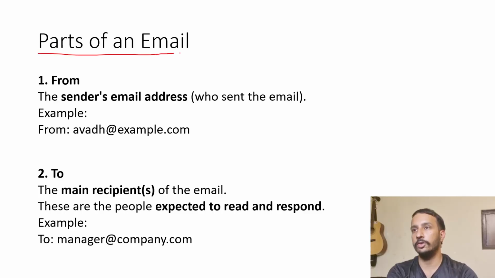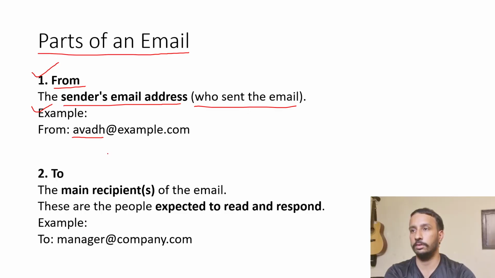Now coming to the parts of the email, the first part of the email is From. So From indicates the sender's email address. We all know the person who is sending the email. For example, awadh@example.com. So here Awadh is our user, and the whole email is awadh@example.com. This is the sender. Then comes the person who is receiving this email, the main recipient.